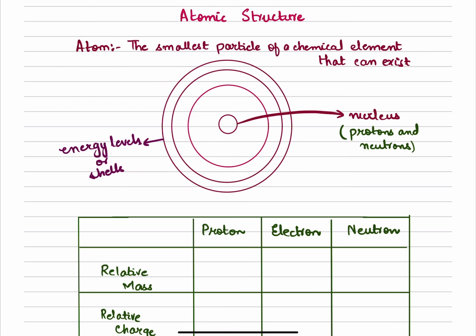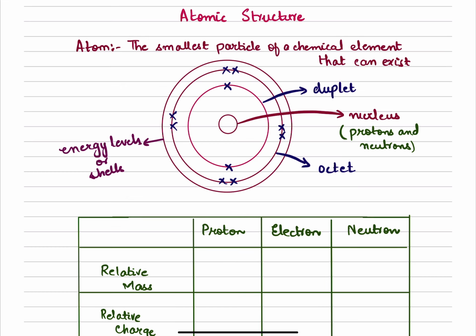The first circle can only accommodate 2 electrons. So the first circle is called a duplet because it can only contain 2 electrons. The next circle you can see is an octet. By oct, I mean 8 electrons. So 1, 2, 3, 4, 5, 6, 7, 8.